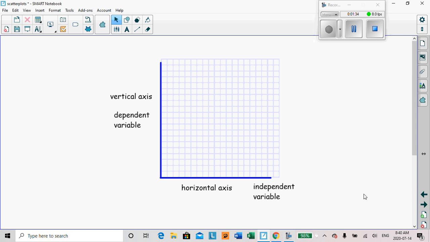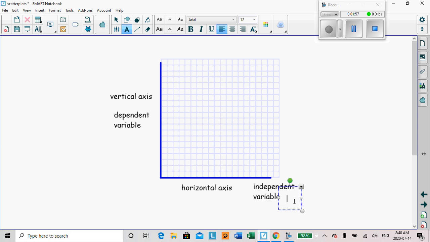On your scatter plot, you will have a vertical axis and a horizontal axis. You have to remember to label your axes. One of the variables we consider causing the other one to change. So the one that we consider to be the cause, it is called the independent variable, and it goes down here. We'll say this is the cause, and this is the effect.